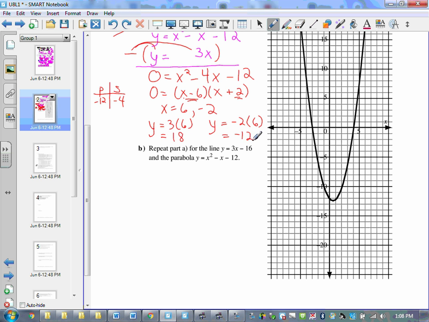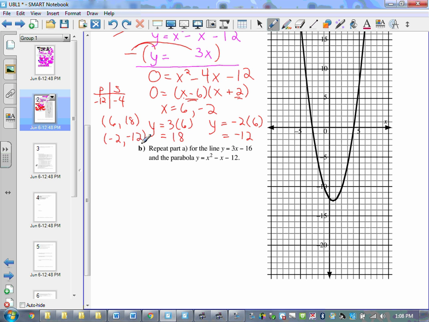So those are the two coordinates, or 2 points. So we can report our answer 6 and 18 as an ordered pair, and -2 and -12. Or we can report our answer just by listing x is 6, y equals 18, comma, x is -2, y equals -12.